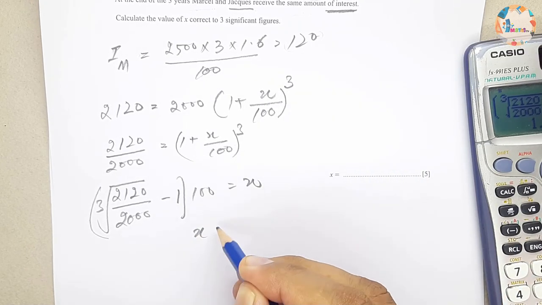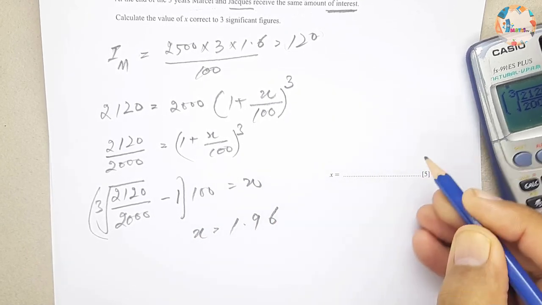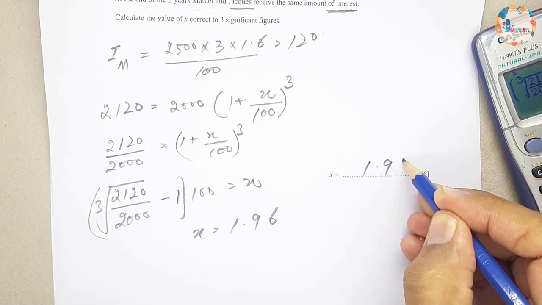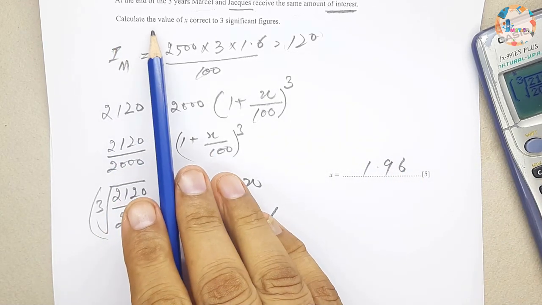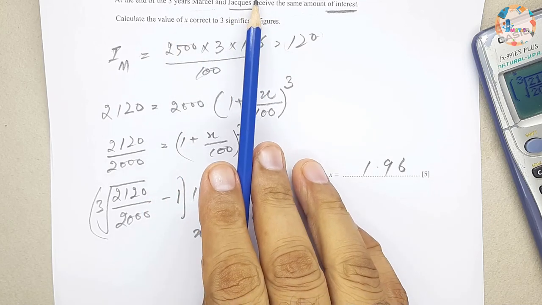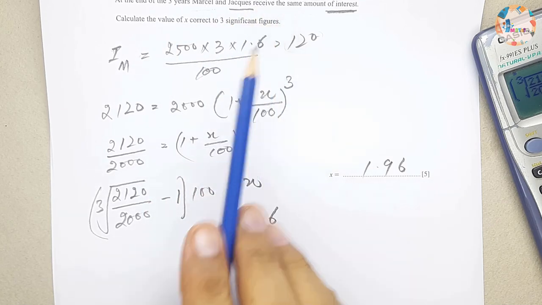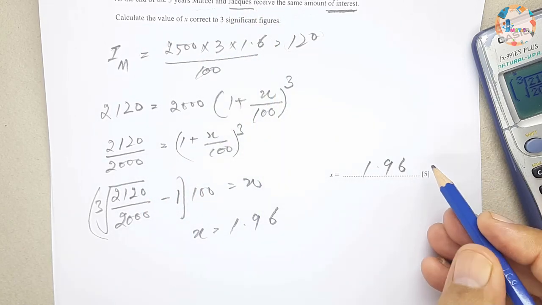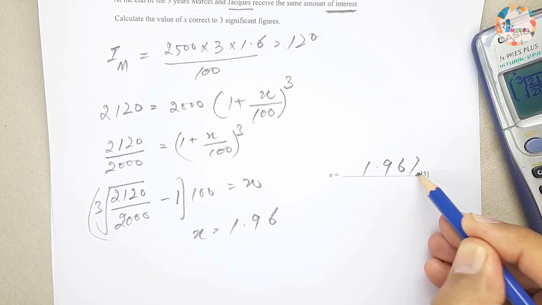So this will be equal to 1.96. So x will be equal to 1.96. This is the value of x, percent per year. So our answer will be this much percent per year.